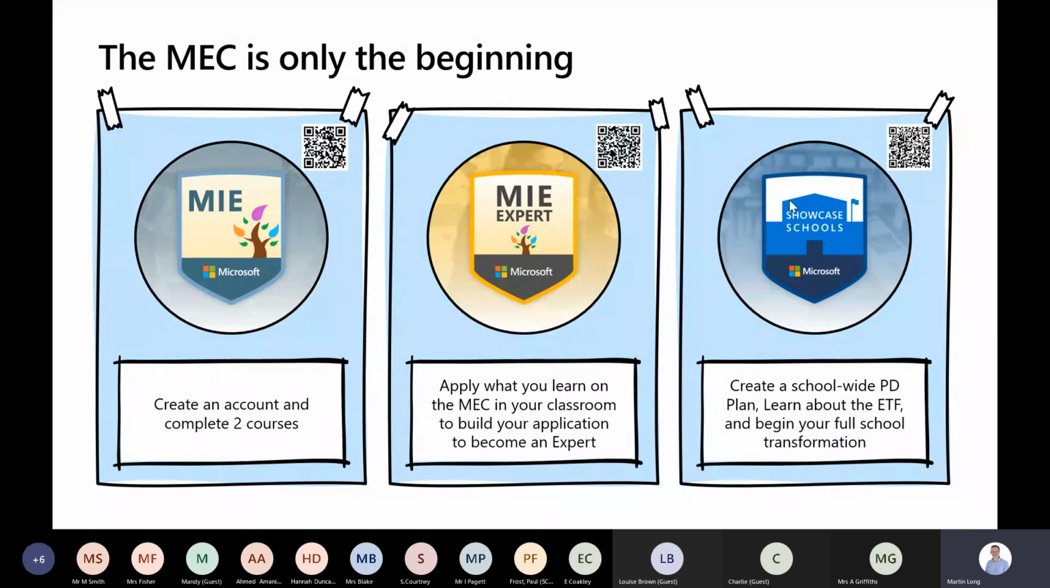That involves you putting in an application, so you have to submit a SWAY to Microsoft, and then you can get accredited if you are successful in passing the course at the end. If you really think it's something that you're passionately interested in, you can always try to drive your school towards being a showcase school, and we're running some sessions around that later on in the year.